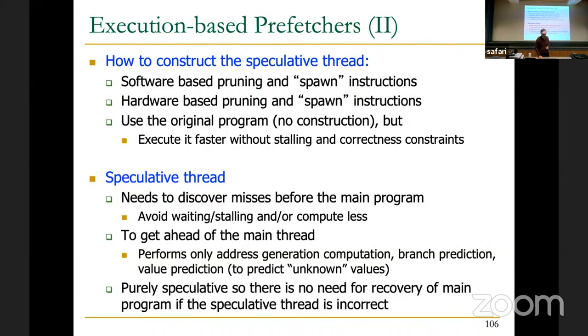So this is purely speculative. There is no need for recovery of the main program if the speculative thread is incorrect. This should not affect your architectural correctness. This should not be visible to the software in the end. I mean, it may be programmed in the software, but the results it generates should not affect the main program at all. It's purely to speed up the main program. So that's the idea. In that sense, there's some flexibility. But if you're wrong, you're wasting a lot of resources, as I said.